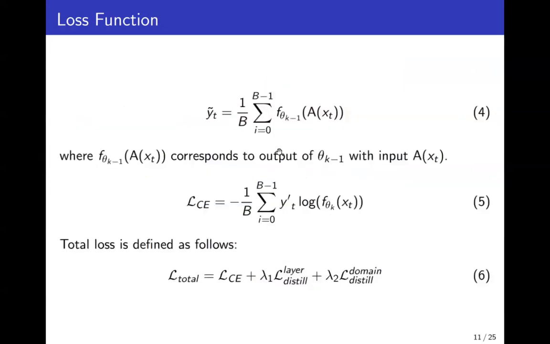So the overall loss function involves L_C, the cross entropy loss, which calculates the pseudo label based on the teacher model. And then we have layer distillation, which enforces batch norm prototype similarity in the latent space. And domain distillation, where for every domain, the batch norm prototype should be closer to that of the batch norm domain prototype.